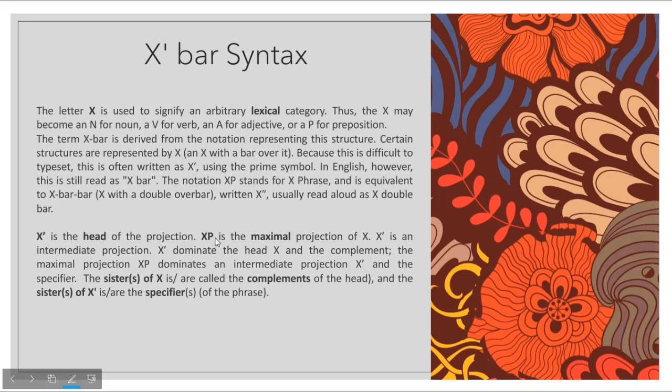Okay, so just in order to give you more information about this theory: X is the head of the projection, XP is the maximal projection, X bar is an intermediate projection. This is all what we said before. X bar dominates the head X and the complement. The maximal projection XP dominates an intermediate projection X bar and the specifier. The sister or sisters of X is or are called the complement of the head, and the sister or sisters of X bar is or are the specifier or specifiers of the phrase.